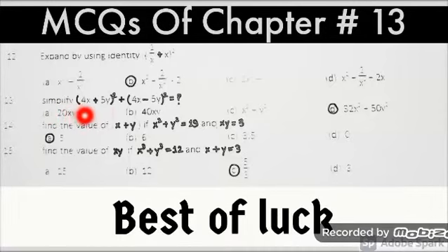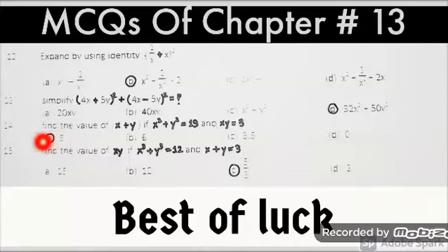MCQ number 13: simplify (4x plus 5y) whole square plus (4x minus 5y) whole square. We will open these squares by using the formulas or identities (a plus b) whole square and (a minus b) whole square. By taking the squares and then adding the answers, we will get 32x square plus 50y square.